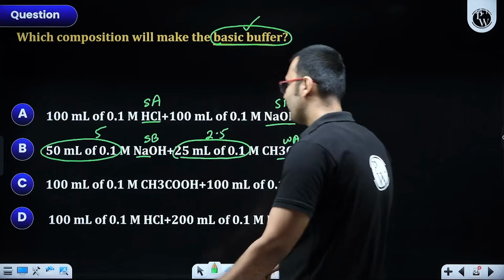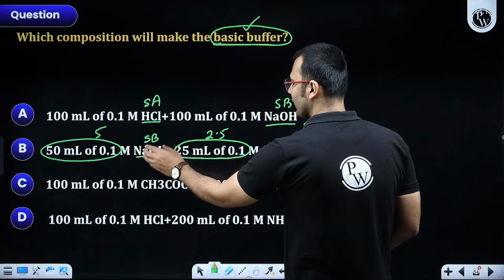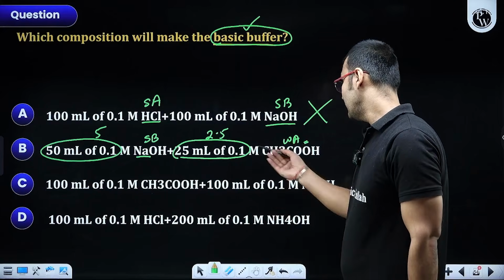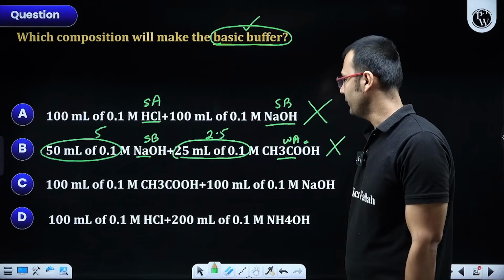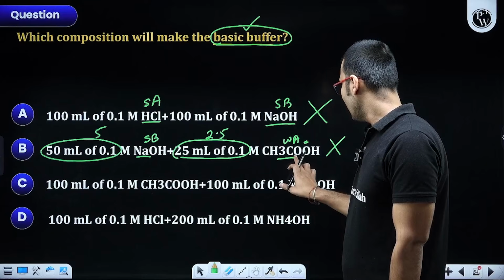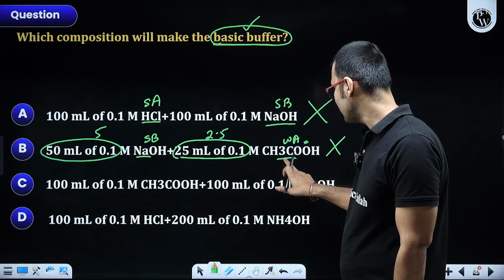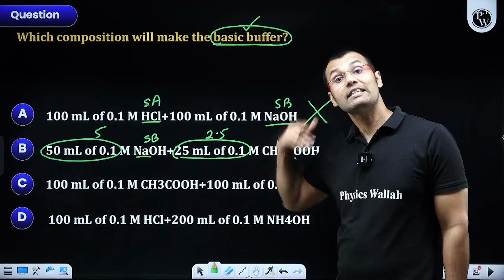So here, in the final solution, you will have base only. You won't be left with any kind of weak acid. So this will not form any buffer at all, right? For a buffer, the acid should be in excess. And in this case, if you take an excess amount of CH3COOH, that will give you an acidic buffer, not a basic buffer.